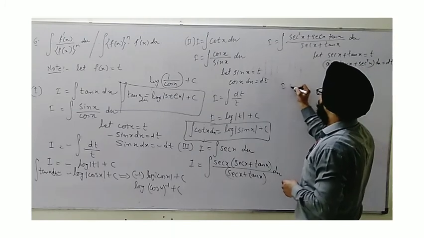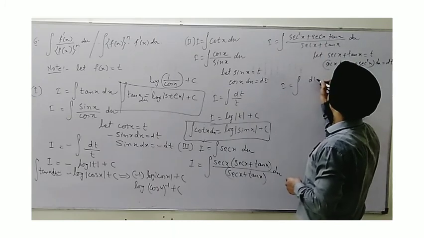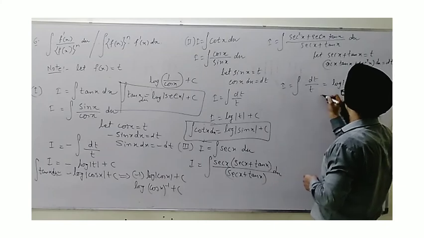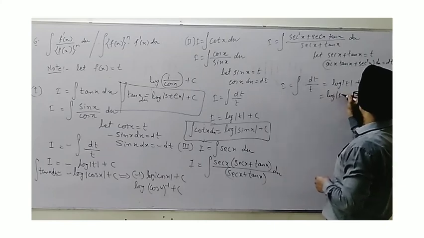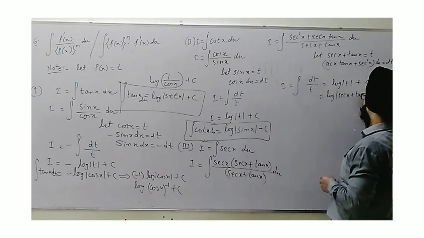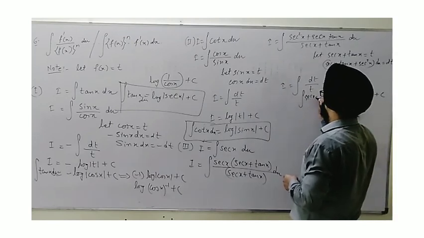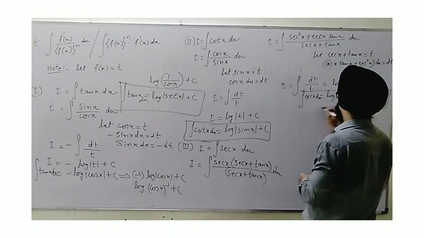So as a whole, I becomes dt upon t, and further it is log of t plus c, and obviously the value of t we have to put is sec x plus tan x plus c. So integration of sec x is used as an identity in this form.